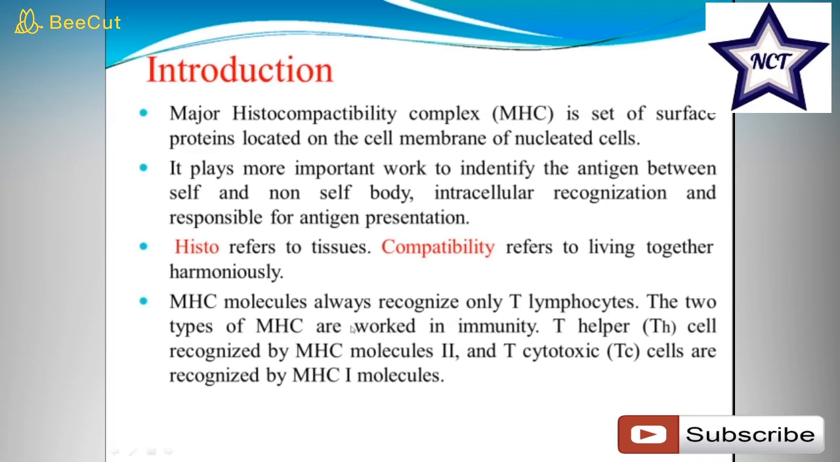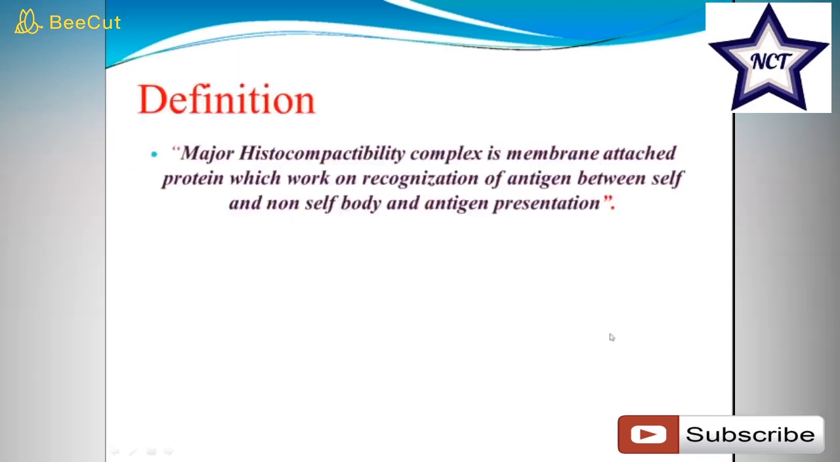There are two types of MHC molecules which work in immunity, that is class 1 and class 2. Although there are four types of MHC molecule, the main role is played by only class 1 and class 2 MHC molecules, because class 1 MHC molecule recognizes the CD8 positive marker of TC cells, and class 2 MHC molecule recognizes the CD4 positive molecule of helper T cells.